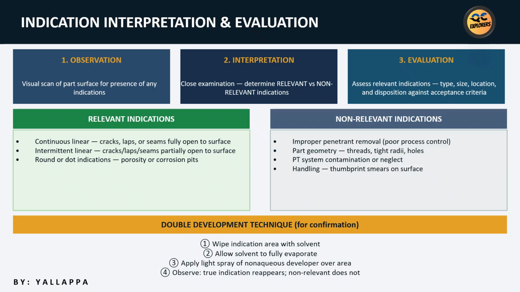That is why the double development technique becomes important. First, clean the indication area carefully. Then allow the solvent to evaporate completely. After that, apply a light layer of developer again. If the indication reappears, it is likely a true discontinuity. If it disappears, it was probably non-relevant. This technique is commonly discussed in Level 3 practical examinations.